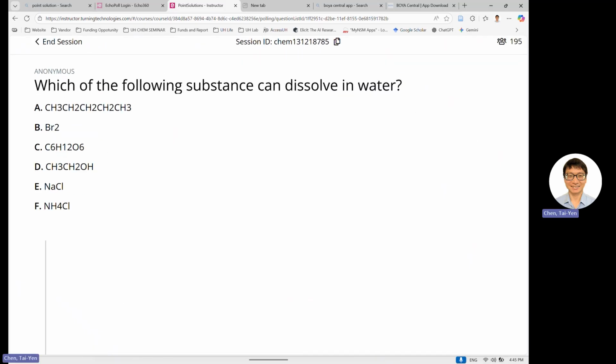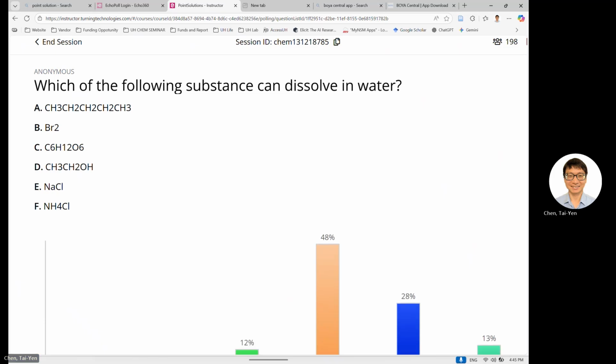Now it's practice time. It's multiple choice. You may actually have more than one answer here. Which of the following can dissolve in water?